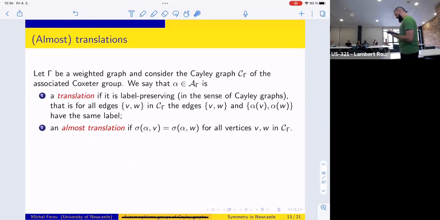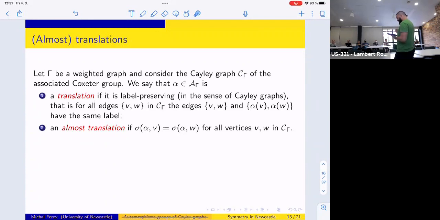So now we can think about what kind of local actions we can see. We define two types of automorphisms of the Cayley graph. First, a translation: that is if the local action is everywhere the identity. I'm calling it translation because it really corresponds to group theoretical left group translations, the group acting on its own Cayley graph by translations.